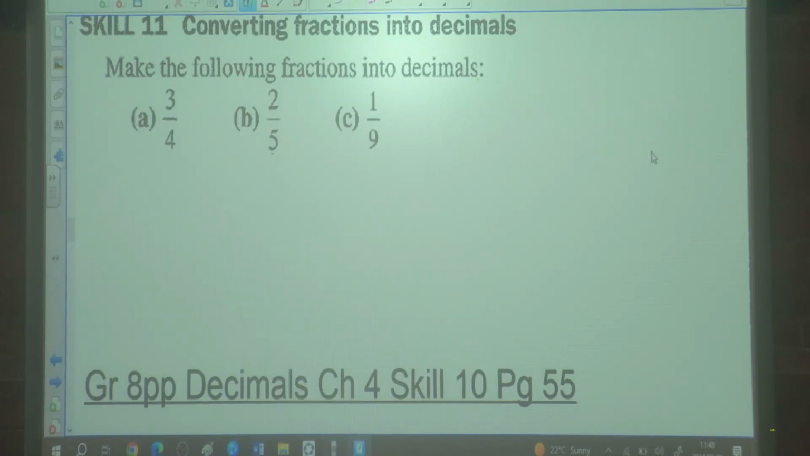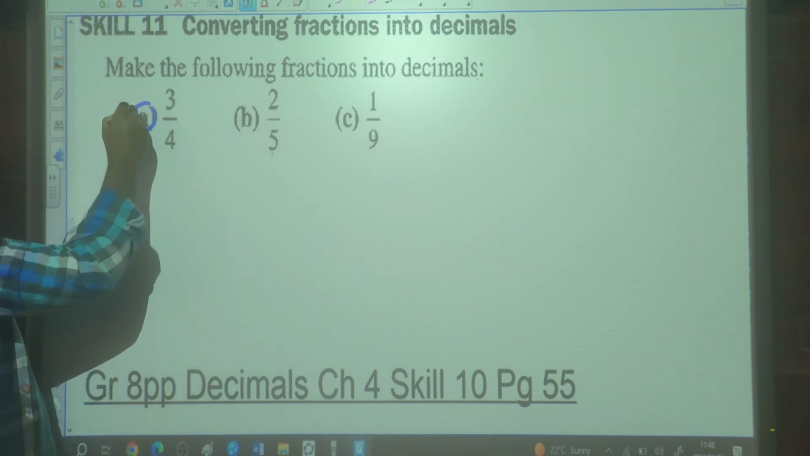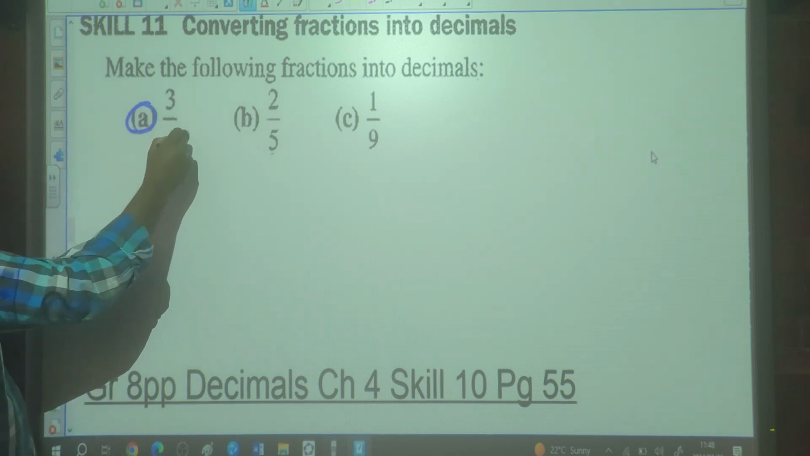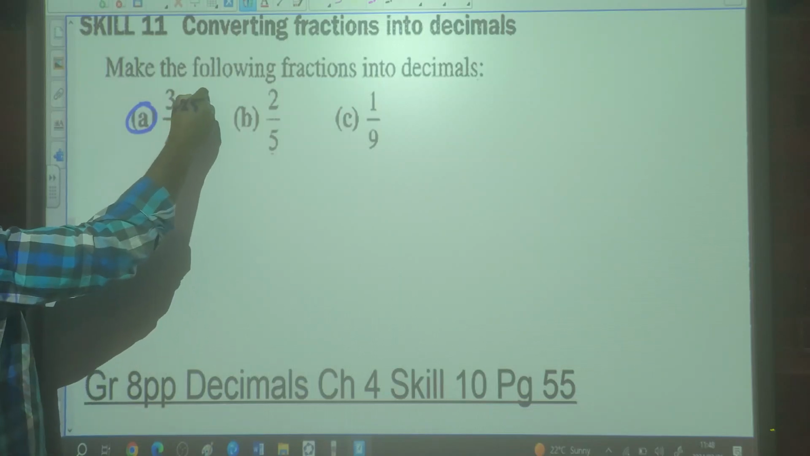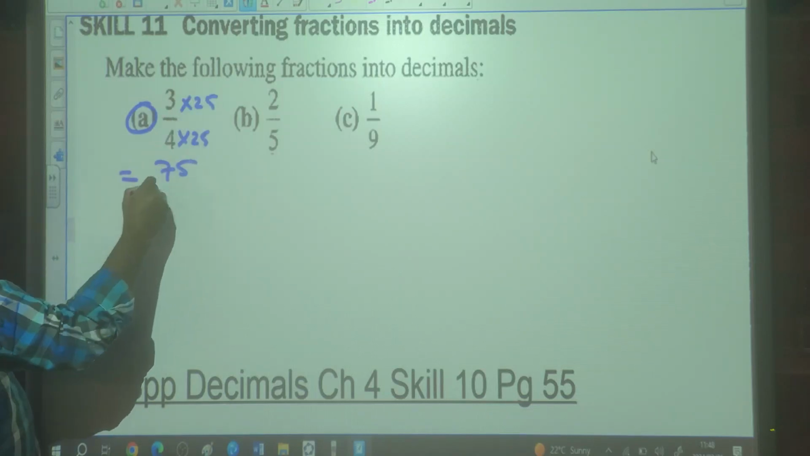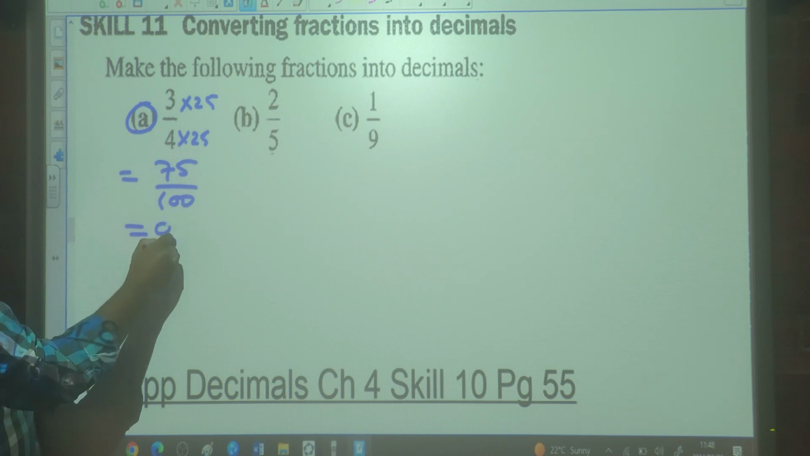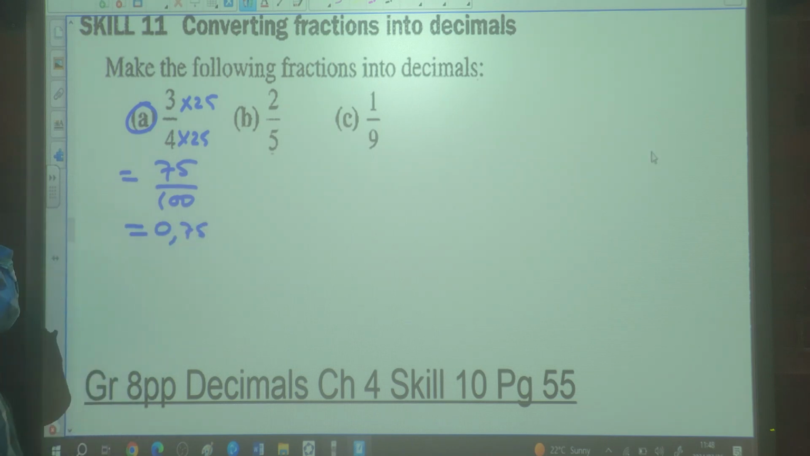Okay. So of course, now, A is simple. You can change that to a base of 10 by multiplying this by 25. So that is going to be 75 over 100, which is 0.75. Let's look at B.